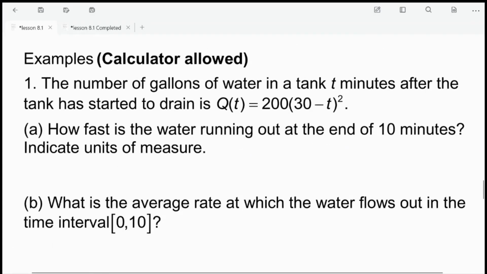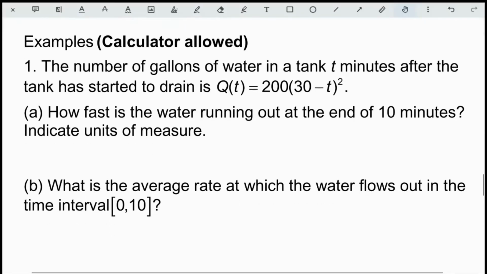Okay, so let's take a look at some other types of problems here. We've been focusing on motion problems, which are things that people wrap their heads around very easily. But now what I want to show you is that those same ideas can be applied to any type of rate function in terms of the relationships. So this first example, we're just going to do this on the calculator, and we'll talk about the calculator steps a little bit more in class, but I'm just going to go through the setup for these. So the problem says the number of gallons of water in a tank t minutes after the tank has started to drain is Q of t equals 200 times (30 minus t) squared.